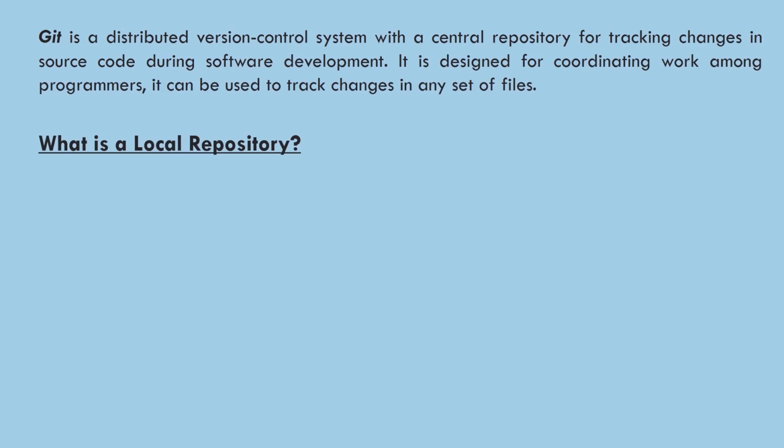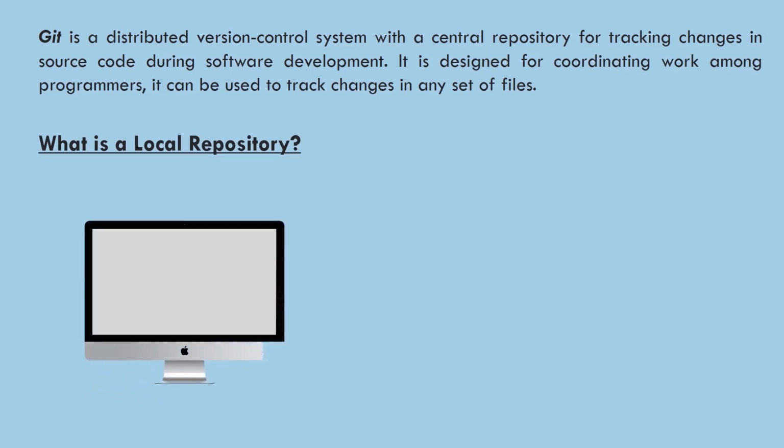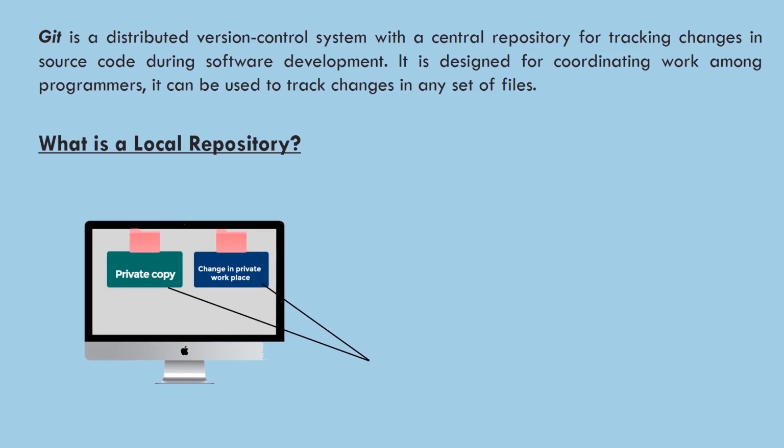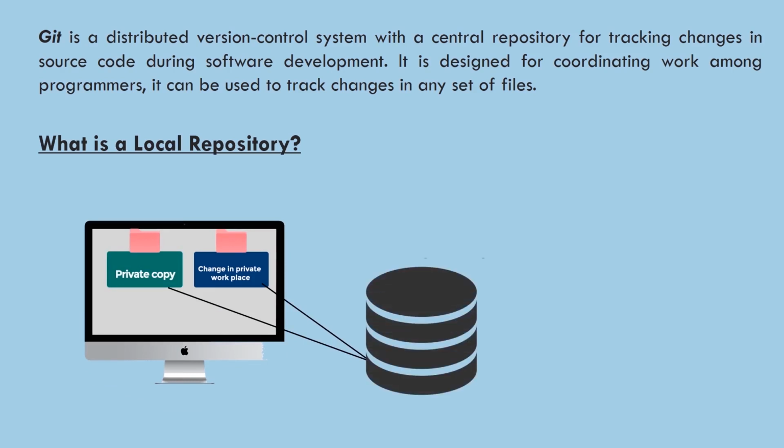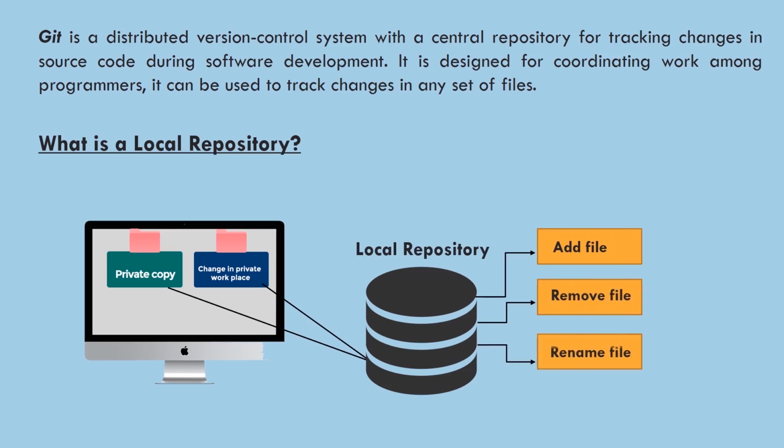The local version control system is present on the local desktop of the developer. Developers make changes in their private workplace, and after commit, Git provides a local or a private copy of the whole repository. Users can perform many operations with this repository, such as add file, remove file, rename file, move file, commit changes, and many more.